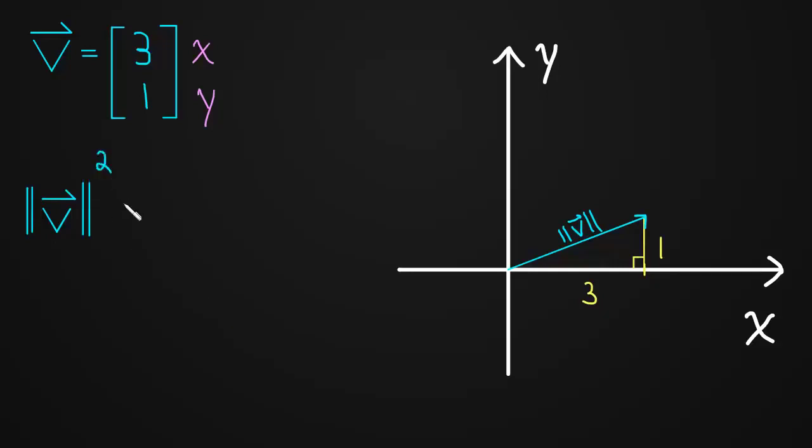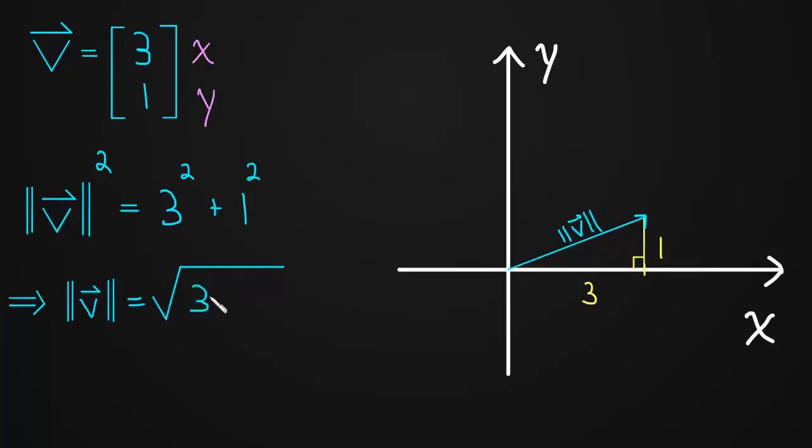And so we could just use the Pythagorean theorem. The length of V squared is equal to the 3 squared, the base squared, plus the height squared. So 3 squared plus 1 squared. This is a direct application of the Pythagorean theorem. And so that implies, if we just take the square root of both sides, that the length of V is equal to the square root of 3 squared plus 1 squared, which simplifies to the square root of 10.